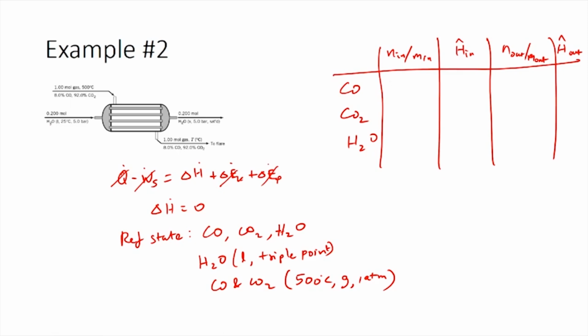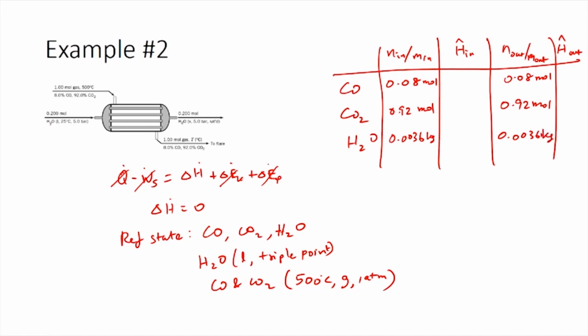So, we have 0.08 moles of carbon monoxide and 0.92 moles of carbon dioxide entering the system. We also know that 0.2 moles of water is entering. Because we want to have the enthalpy values in kilojoules per kilogram, we will have to write this in terms of kilograms, which would be 0.0036 kilograms. So, using the molecular weight we can get this mass. So, the outlet streams would also have the same moles and masses because there are no reactions happening. So, you have this 0.92 moles and 0.0036 kilograms.